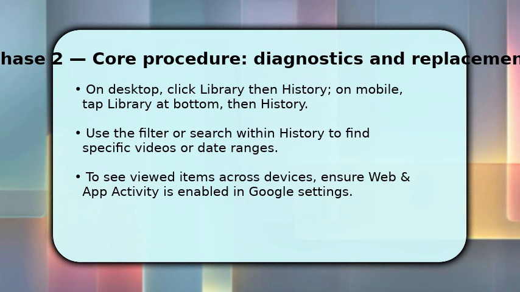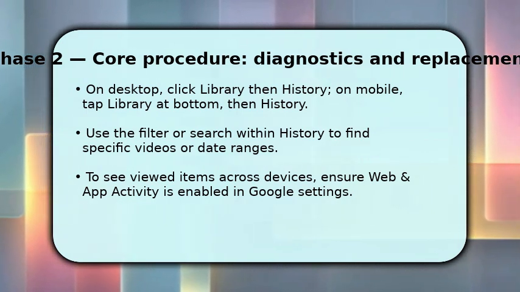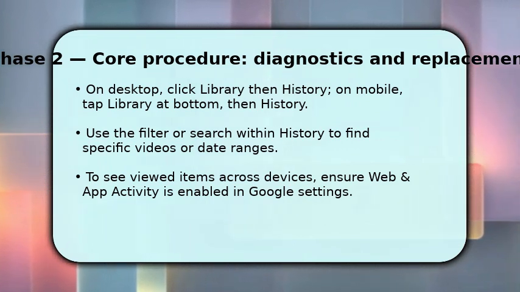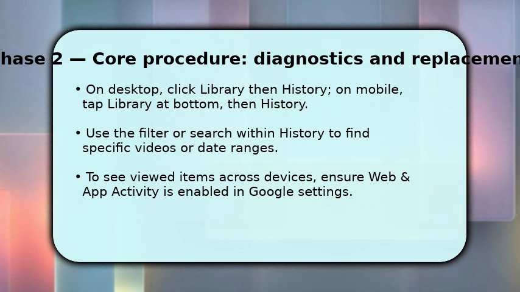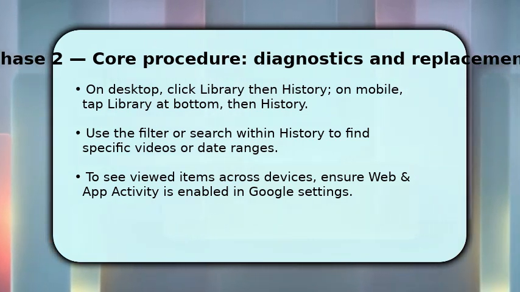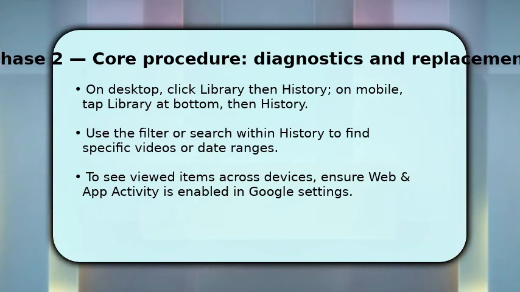If you need narrower results, open filters or scan by date. This helps when you remember a time frame. Also, check that web and app activity is enabled in your Google account so history syncs across devices. Otherwise, you may only see local activity.